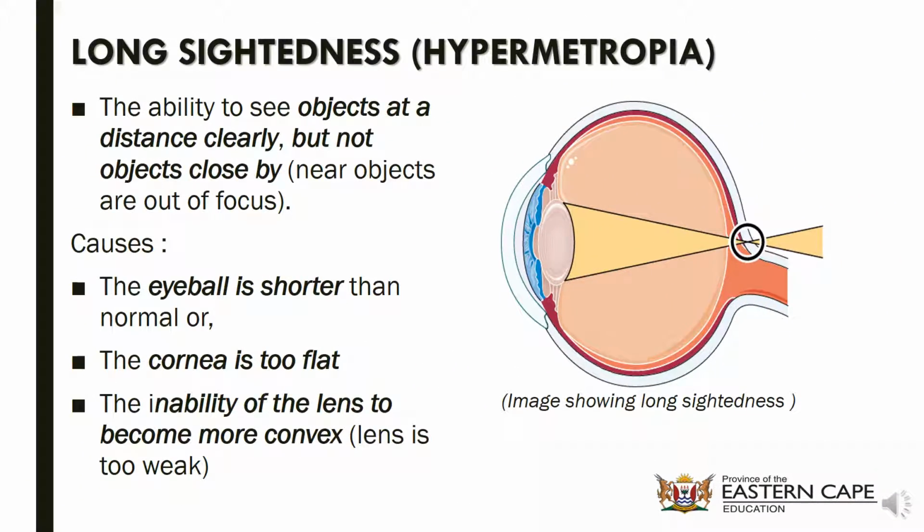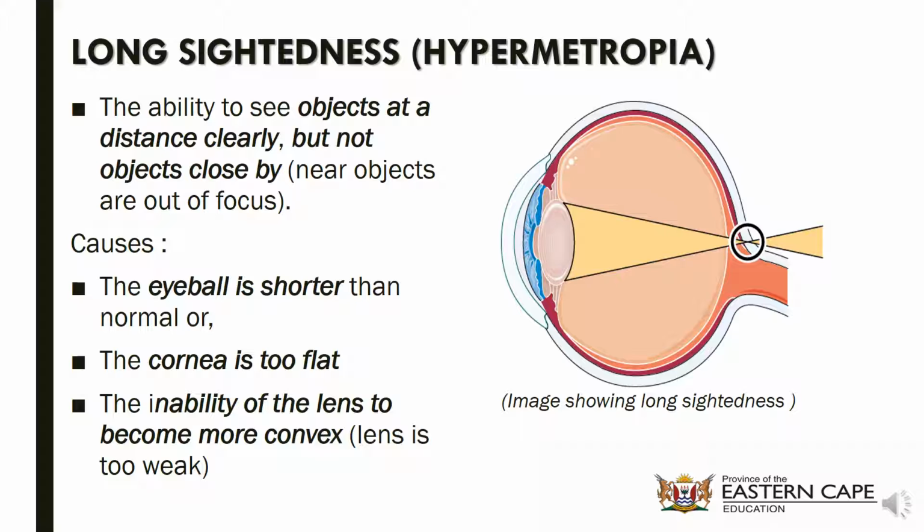The second eye defect is long-sightedness or hypermetropia. When we talk about long-sightedness, it means that it is the ability to see objects at a distance clearly, but you cannot see objects that are close by. So anything that is further than 6 meters, you do not have a problem. You can see that very well. But if you're given something that's within 6 meters, you will struggle to see that particular object.